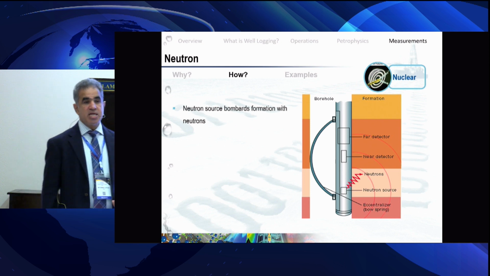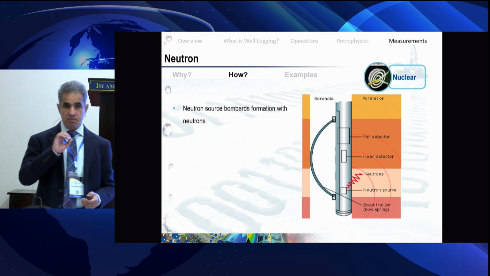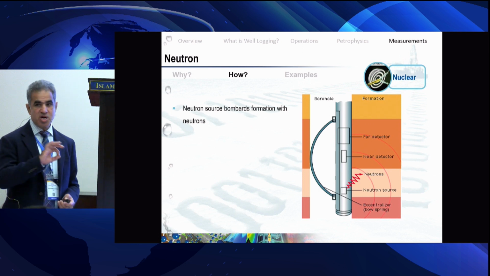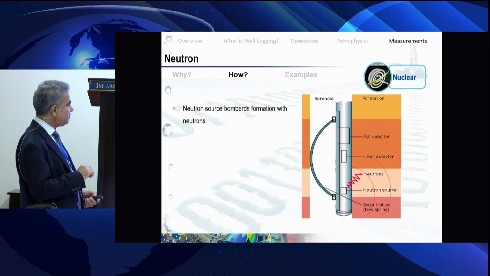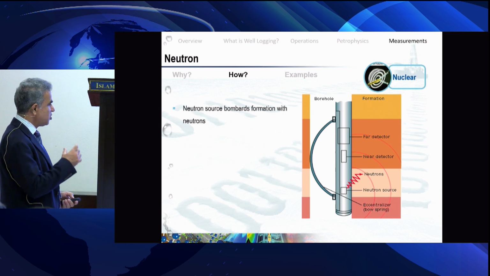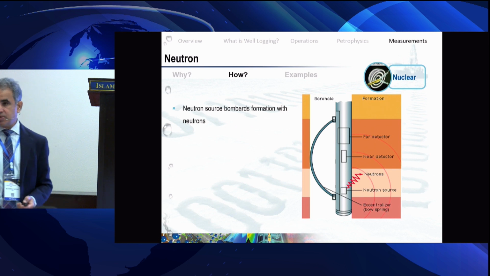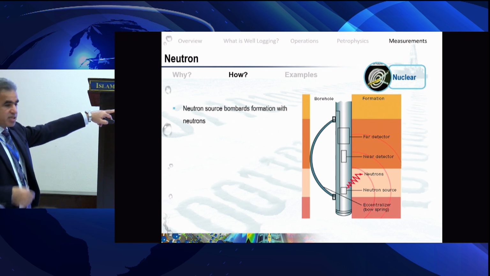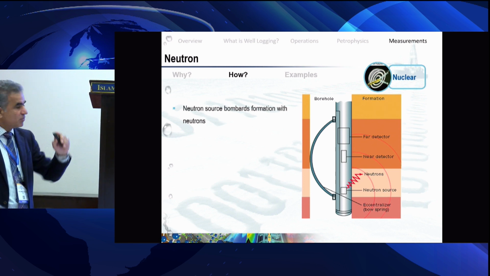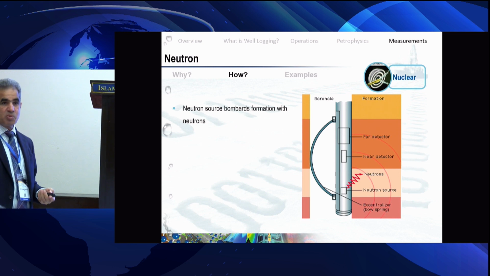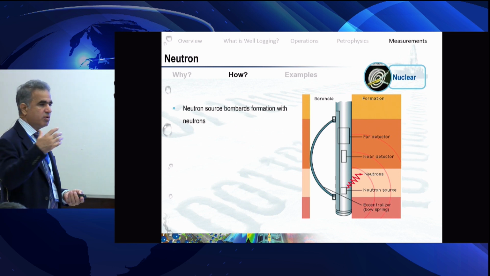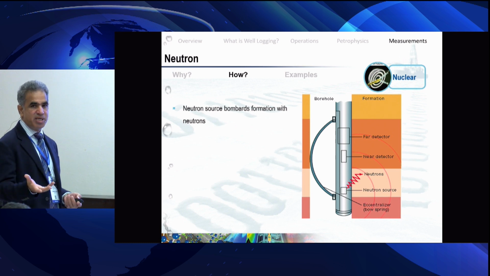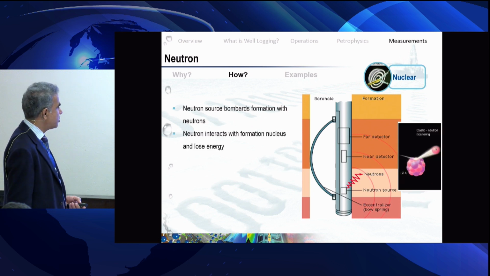So instead of density, where it was bombarding the formation with gamma rays, this neutron tool has neutrons leaving the source. So a different type of source, of course. The neutron leaves the source, interacts with the formation through different types of interactions, and then of course we have detectors, a near detector and a far detector here, and each one will read their response. Neutrons leaving the source may reach the detector in different numbers, and that number means certain information that we are interested in.